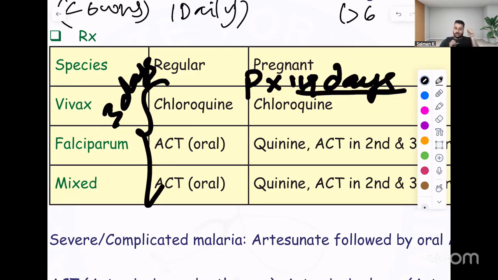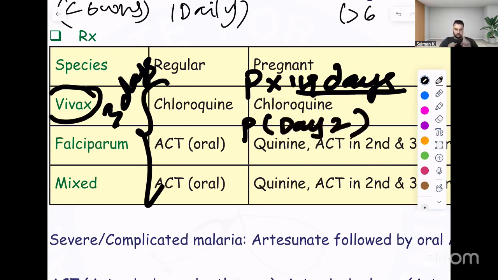To prevent the relapse, primaquine is only given if it is Vivax. But in falciparum, primaquine is only given on day 2. It is a single dose that is given. Primaquine is given for 14 days in Vivax, but in falciparum, it is only given on day 2.